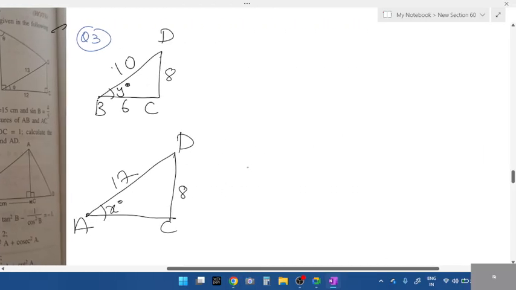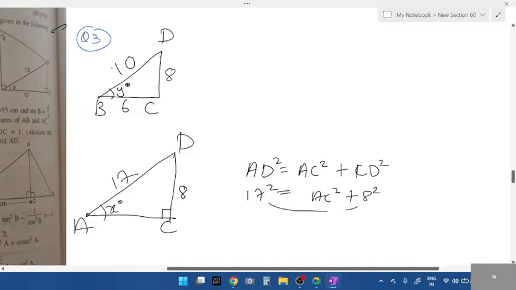How do you find it? AD square is equal to, which is the hypotenuse, Sasha? AD, right? Yeah, AD square is equal to AC square plus BD, not anything. Yeah, you can write any other value. 17 square. AC is what? 8 square plus AC square. Okay, AC square plus 8. This 8 square goes to the left hand side, right?